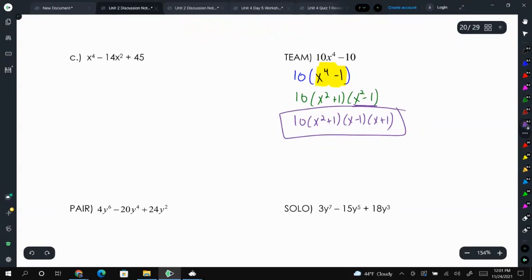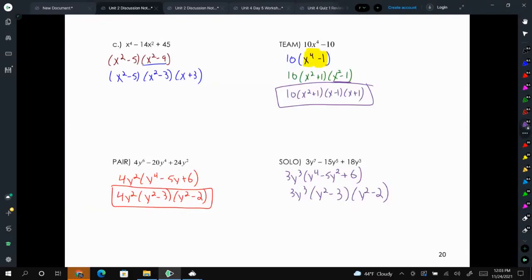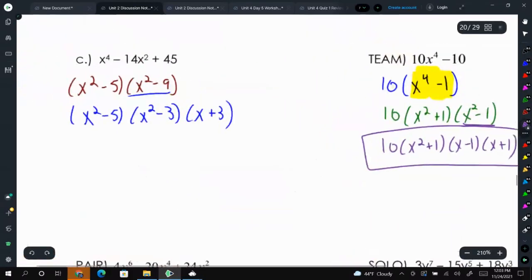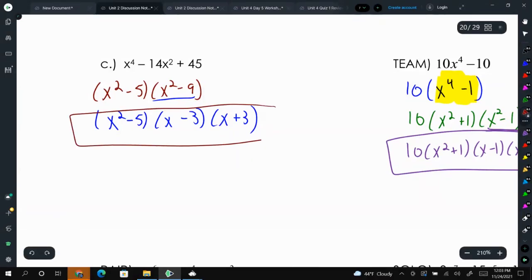So I'm going to have you guys try the rest of these. Once you're done, unpause the video and we can compare answers. All right, so check your answers. For that first one, letter C, once you've found two numbers that multiply to 45 and add to negative 14, negative 5 and negative 9, you then had to do the difference of squares with x squared minus 9 to get this answer. And actually, this should not be squared. So that would be your completely factored expression.